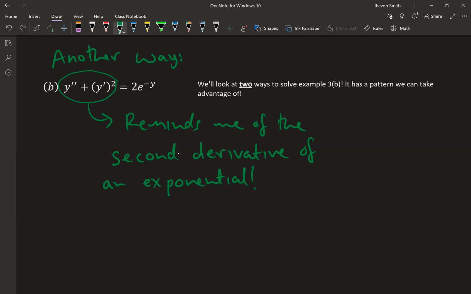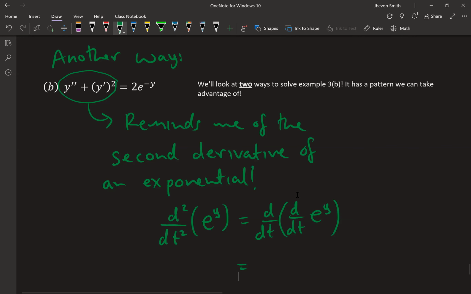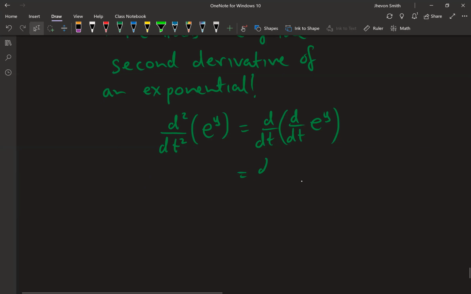So notice, look at what happens here. What if you wanted to take the second derivative? We're going to look at an exponential equation. What if you wanted to take the second derivative of something that looked like e to the y? Well, by the chain rule, you're taking the derivative of e to the y. The chain rule tells you to differentiate e to the y, you're just going to take the derivative of the power times the original function.